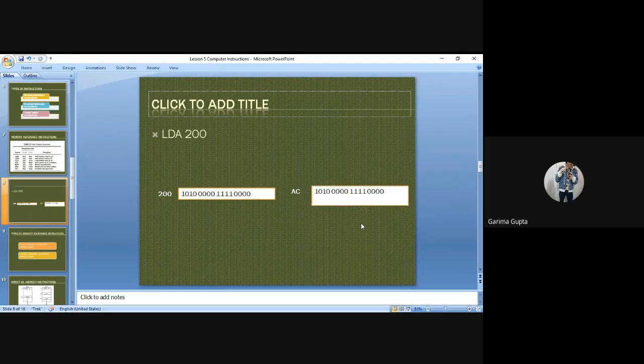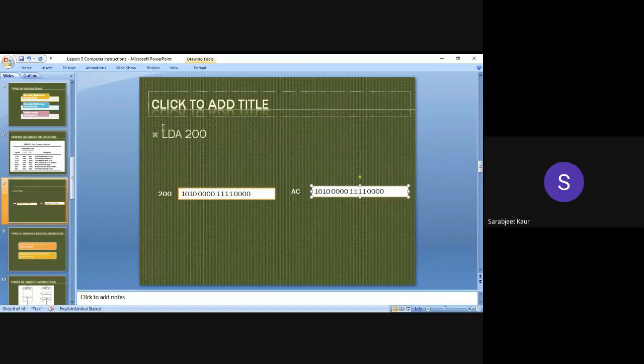Ma'am, excuse me. Then it is removed from the particular address? No. It is just copied, okay? Yes, ma'am. Okay, so is this clear up to now? Yes, ma'am.